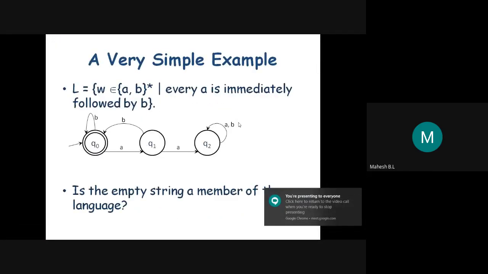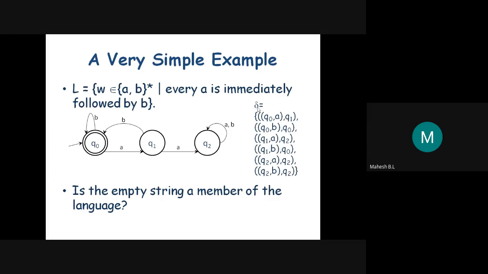So this is the DFSM. Same thing, but here the states are named in a slightly different way. Here delta is nothing but the transition function. So Q naught on A, there is a transition to Q1. All transitions are represented by delta.